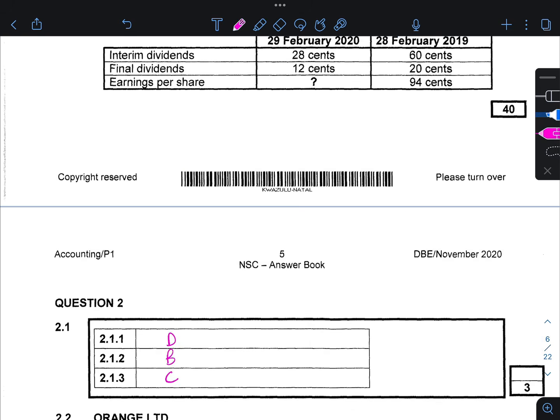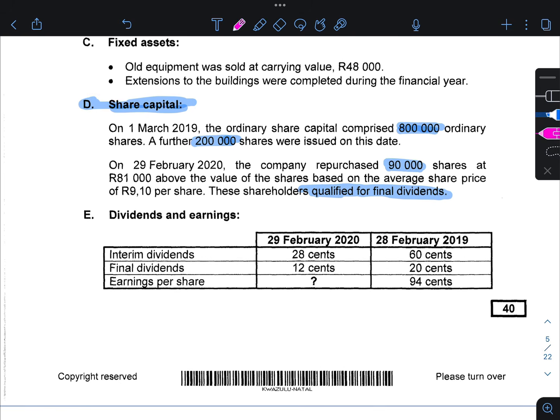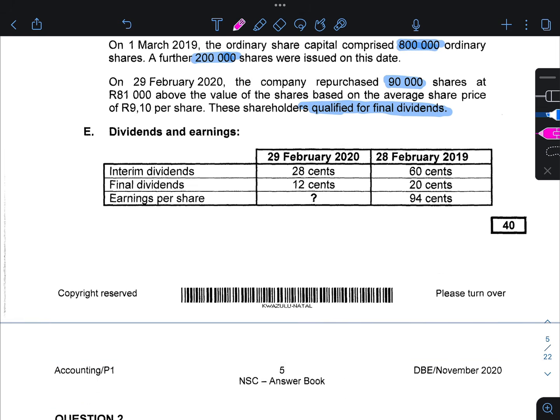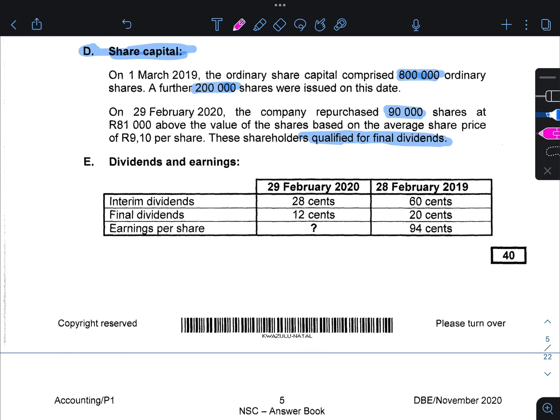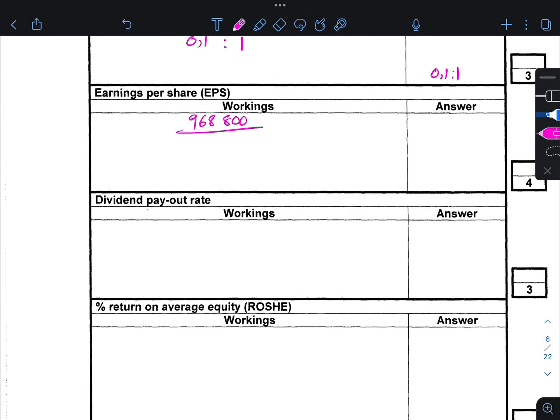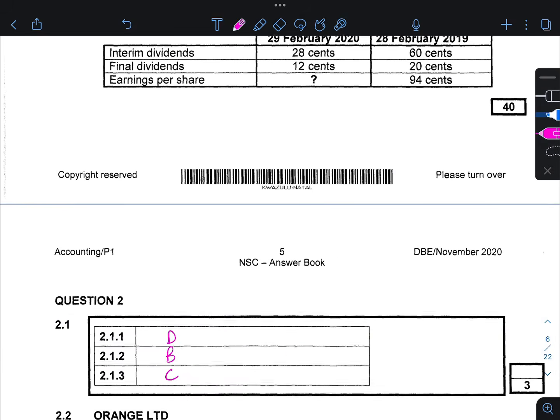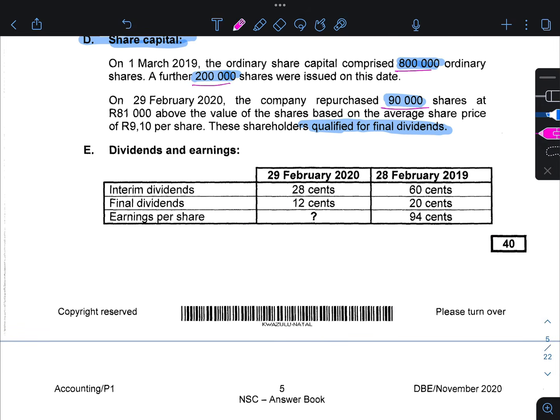Okay, so what most of us would do at first would be, would say, okay, so there were 800,000 ordinary shares and then a further 200,000 and then we subtract your 90,000. So let me just make this simple here. So it could be 800,000 minus your 200,000.